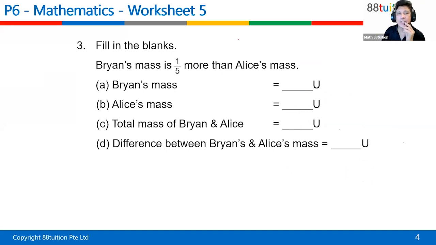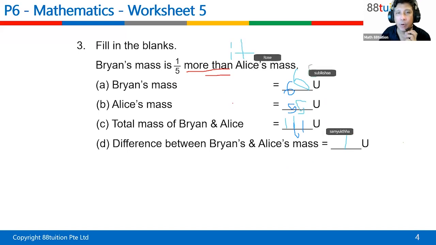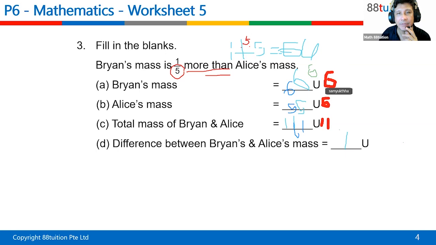So now question 3. Brian's mass is 1/5 more than Alice's mass. Now it becomes very tricky because it is a "more than". If you didn't understand how your friends came up with 6 units for Brian, what it actually means is this. Alice is supposed to be 1 whole first. But because you want to talk about Brian being 1/5 more, Alice's 1 whole is supposed to be 5 out of 5. In terms of a fraction, the 1 whole is 5 out of 5 for Alice.